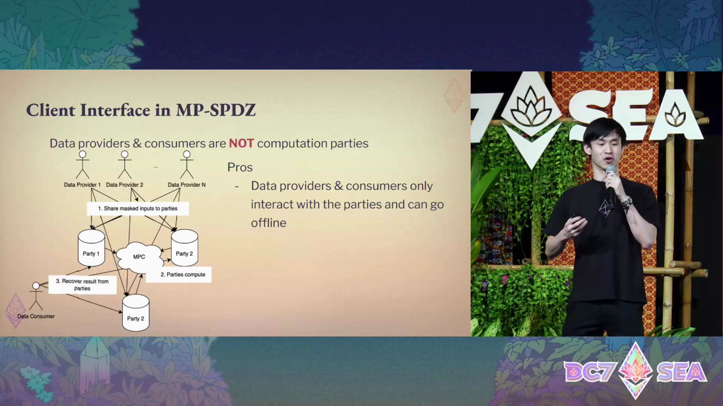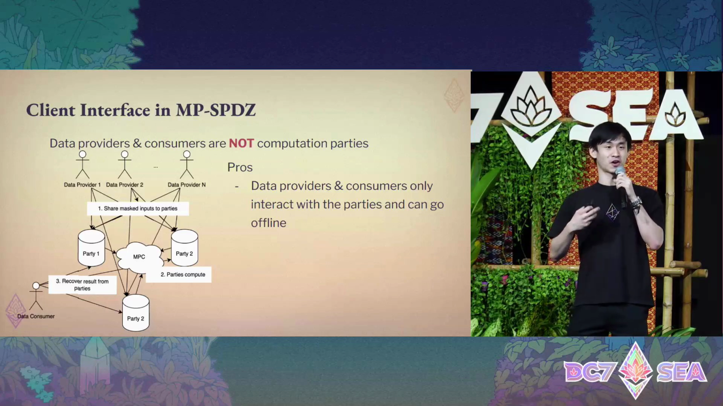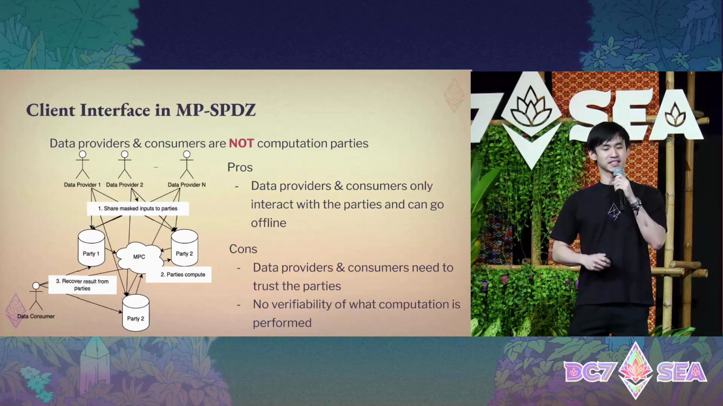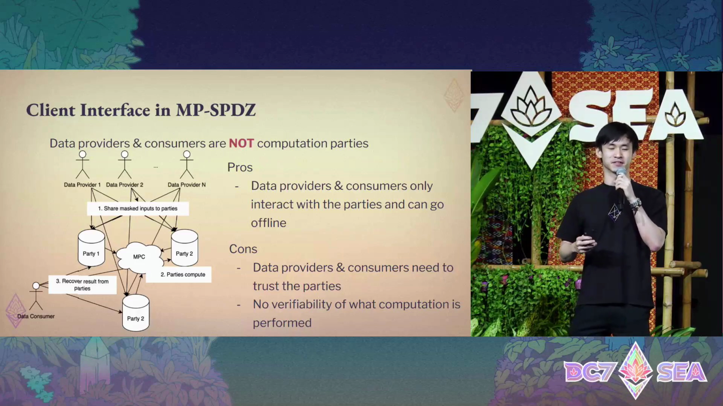And it also doesn't grow with the number of data providers because the cost of the MPC computation actually comes from the number of parties in the computation parties. The bad thing is that the data providers and consumers now need to trust the parties, right? It depends on our setup. If it's malicious, we need to trust that at least one of the parties is honest.